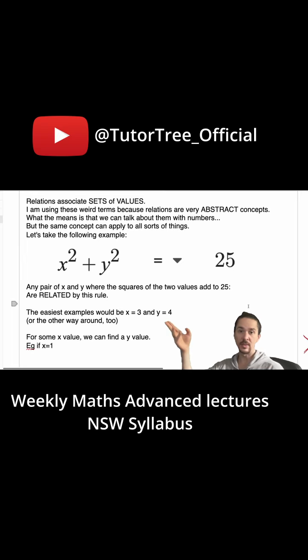So we can have some easy examples. X could be 3 and y could be 4. There are actually a lot of examples that could work. X could be -3 and y could be 4. X could be 3 and y could be -4. X could be -3 and y could be -4. When we square them, those pairs will all add up to 25.